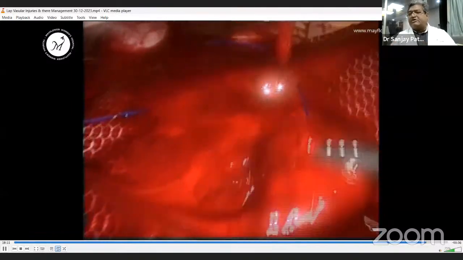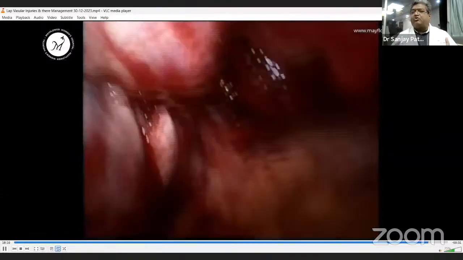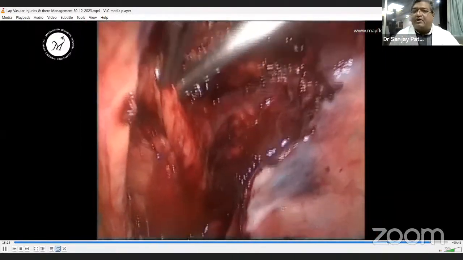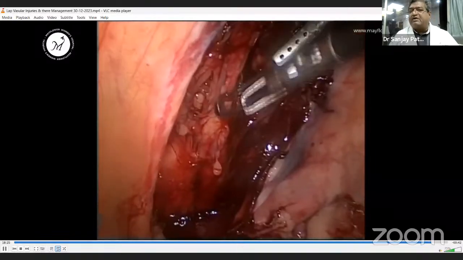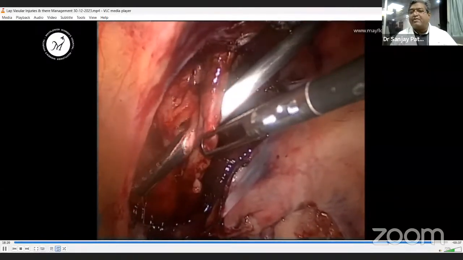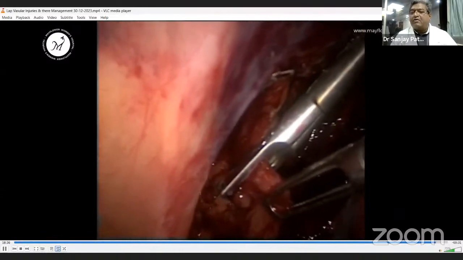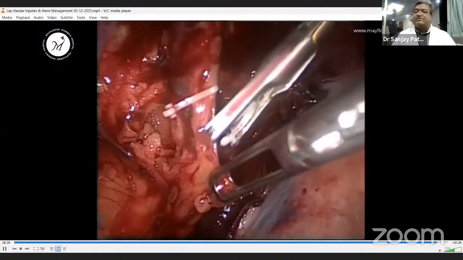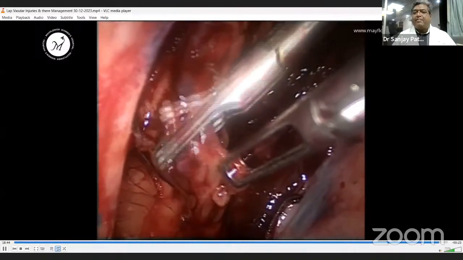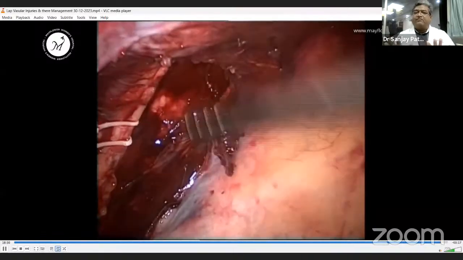We preferred to take the stitch on both sides, but still the hematoma increased. So we dissected the origin of the epigastric vessels from the external iliac artery, and we applied the clip over it. Look here. And now we feel that we have secured this bleeder point. So we applied the clip and we managed.